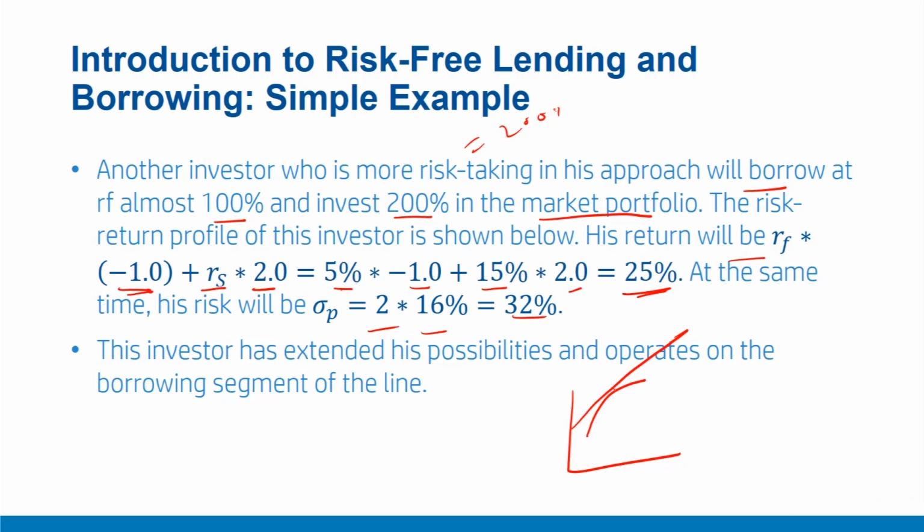So his position, if this is the tangency portfolio S, this is RF, then his position is almost here. So while he's getting that higher expected return of 25%, at the same time he's also facing a risk of 32% standard deviation.